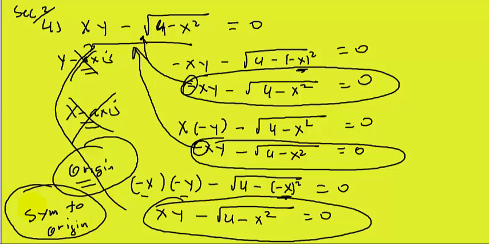That's it for symmetry. Okay, that's how you check. First, for the y-axis, replace all the x's with the negative. Second, for the x-axis, replace all the y's with the negative. For the origin, both x and y with the negatives, and clean it up. Okay, the next section I want to cover is section 5.